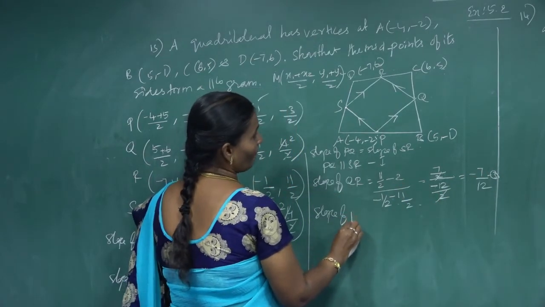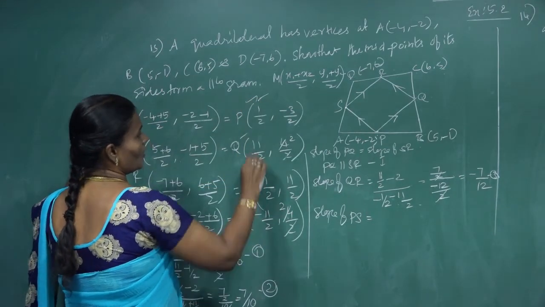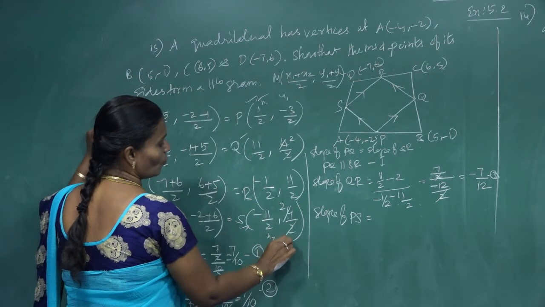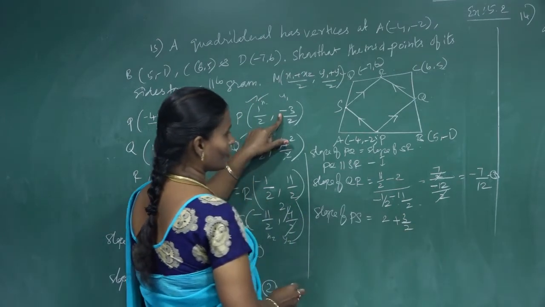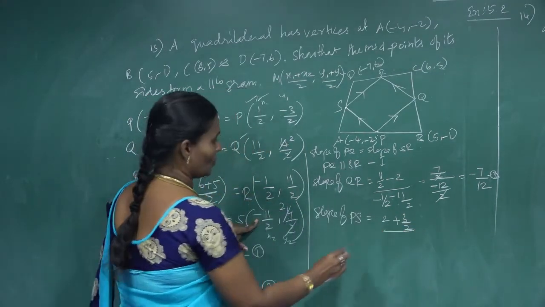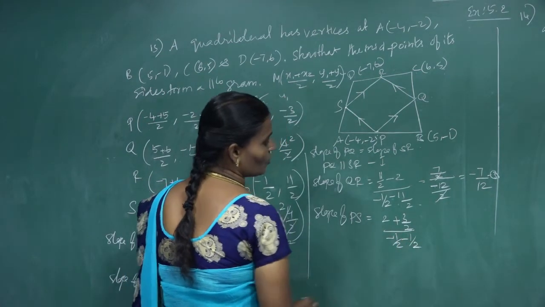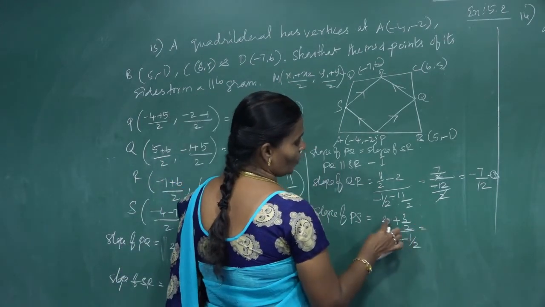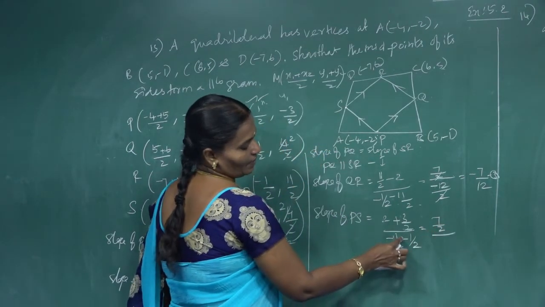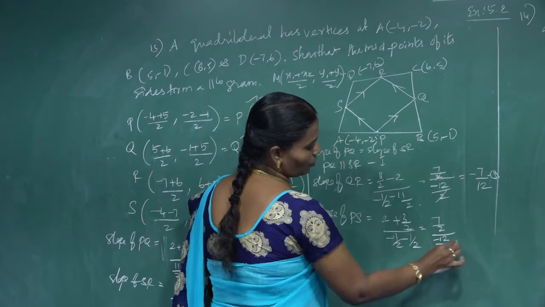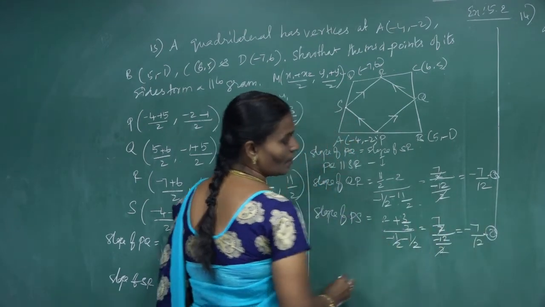So now slope of PS. This is the P point. This is the S point. Here you consider x1, y1. This is x2, y2. So y2 is 2. 2 minus of minus, plus 3 by 2. Okay. Then x2 is minus 11 by 2. Then x1 is 1 by 2. So minus 1 by 2. Okay. So now do the cross multiply. 2 twos are 4. 4 plus 3 is 7 by 2, by here minus 11 minus 1 is minus 12 by 2. This 2 cancels. So what is here? Minus 7 by 12. This is equation number 4.